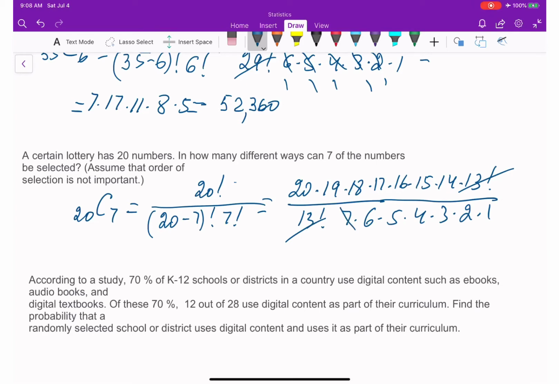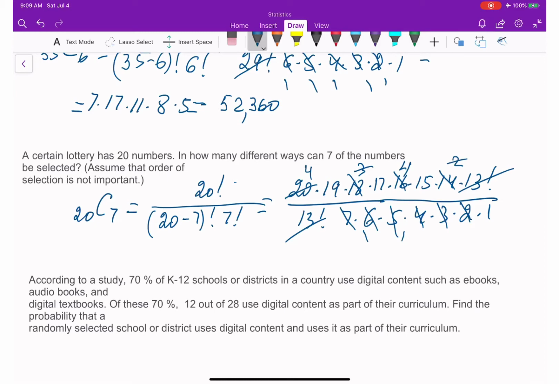7 goes with 14, giving 2. 6 goes with 18, giving 3. 5 goes with 20, giving 4. 4 goes with 16, giving 4. 3 cancels with this 3, and 2 cancels with these 2. And what do we have left?